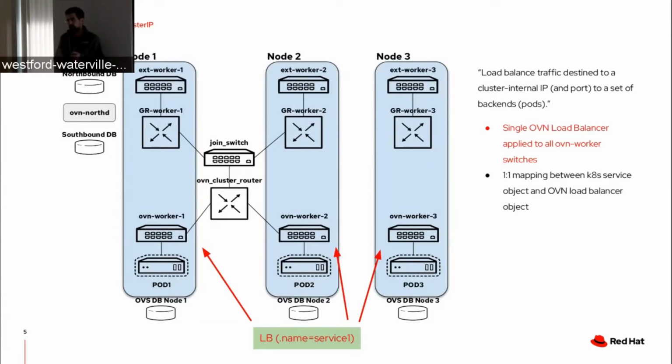The problem we're trying to solve is related to load balancers. In OVN Kubernetes, services are implemented in OVN through load balancers. There are two types of OVN Kubernetes services. Cluster IP services load balance traffic destined to a cluster internal IP, and they use the pod endpoints as backends for the load balancer. A service like this translates to a single OVN load balancer, and that load balancer gets applied to all the node logical switches. So it's a one-to-one mapping.